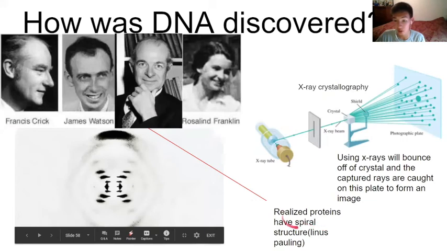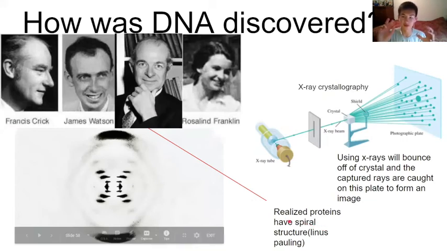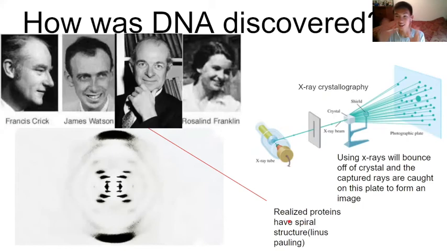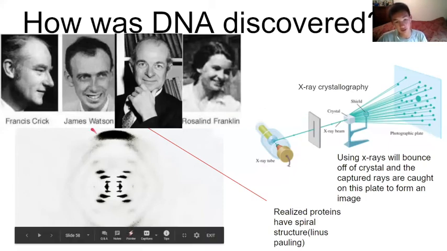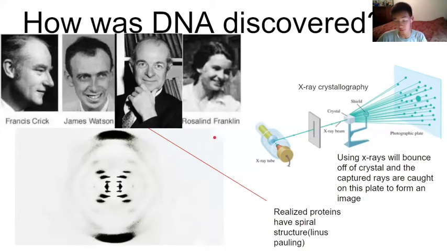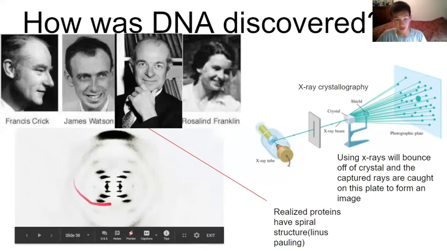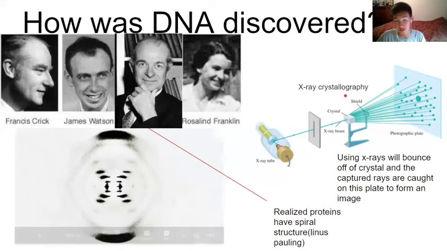And here we have Linus Pauling, who realized the proteins have this spiral structure. So it's like you have all these pieces of information from different scientists all coming together. And the people that really discovered this were James Watson, Francis Crick, but also Rosalind Franklin. Because James Watson and Francis Crick pulled this information together, and they also looked at this picture right here, which was from X-ray crystallography, which I'm going to explain in a second, that Rosalind Franklin actually made.